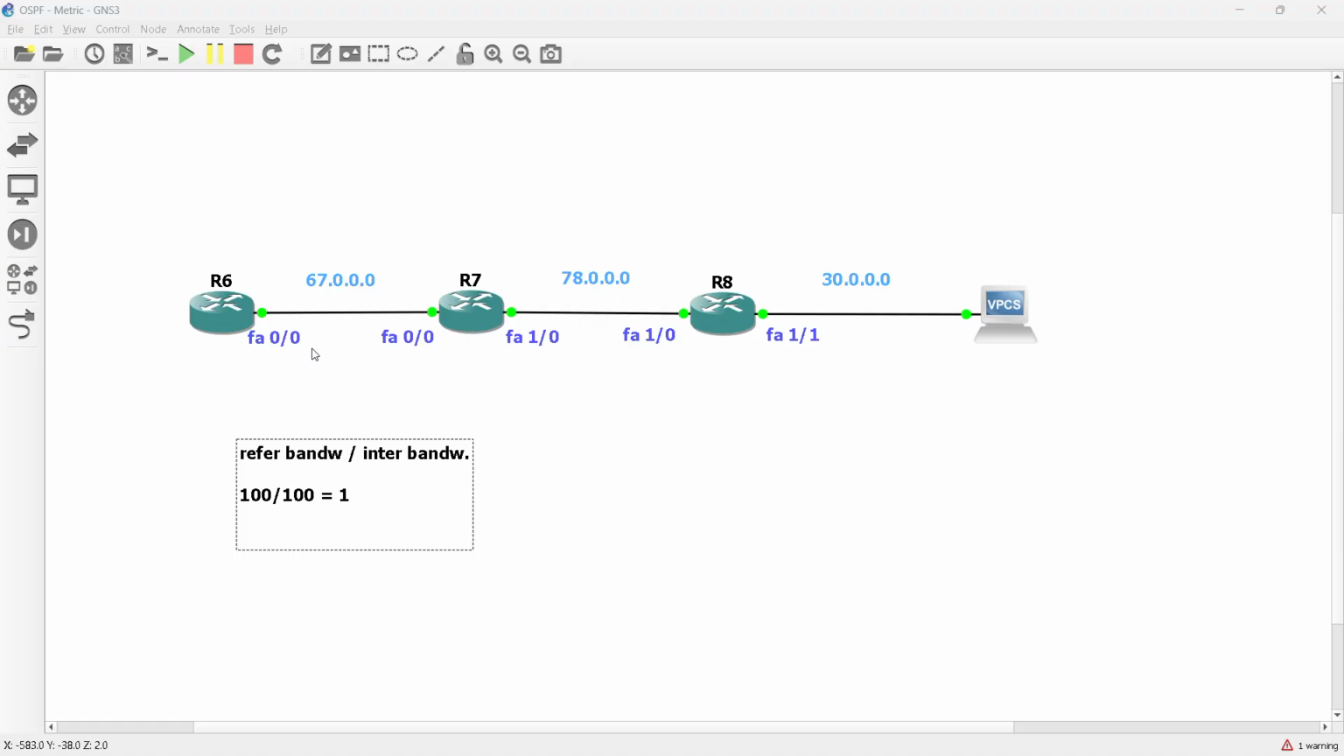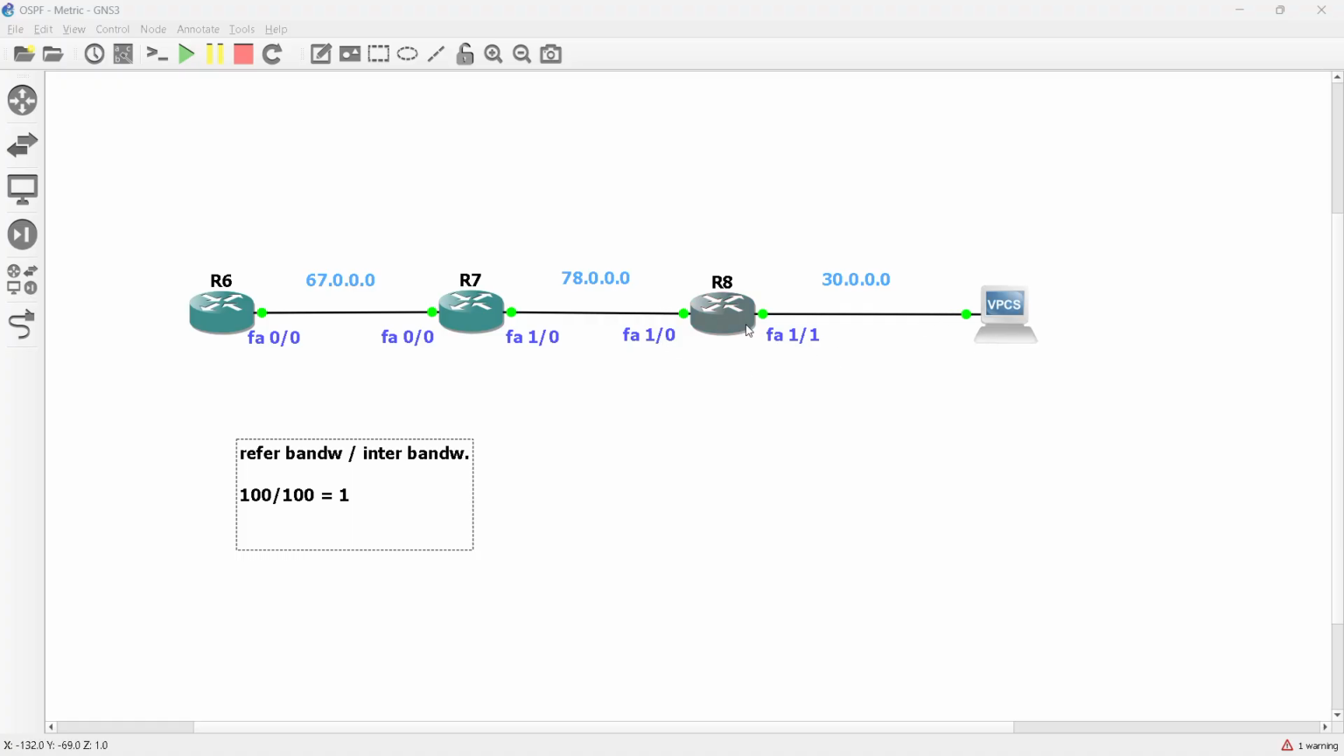Now in this case we have Fast Ethernet all over instead of Ethernets. So the cost will be, as the reference bandwidth is 100 divided by 100, the answer is 1 for each, 1 plus 1 plus 1, that is going to be my cost as 3. And what if I ask from router 7 how much the cost will be? So the cost will be 2, right?